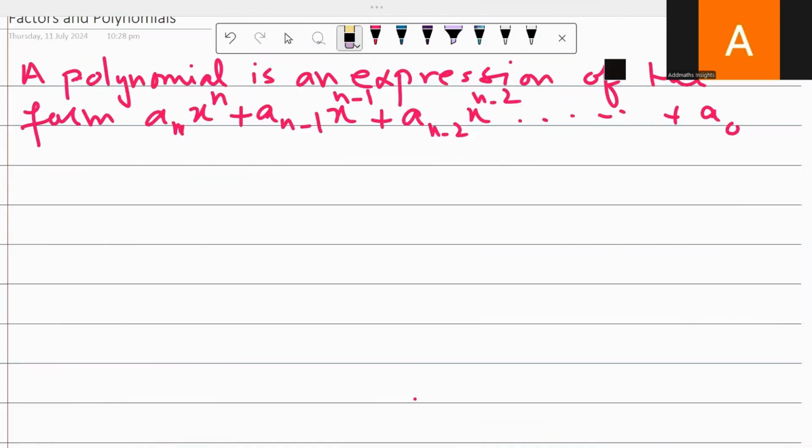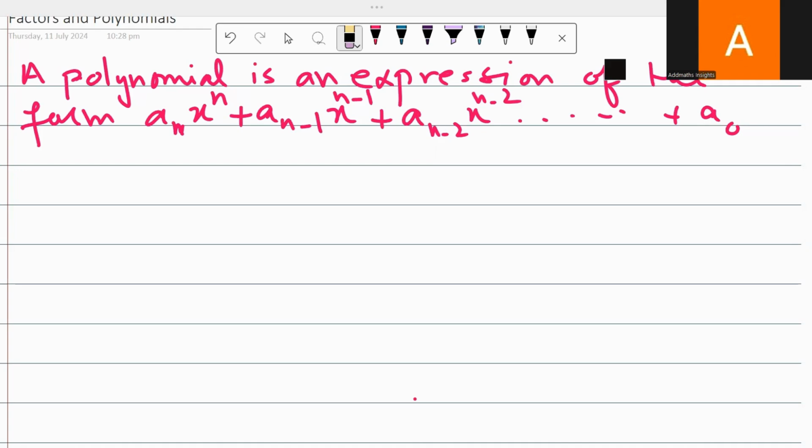Assalamu alaikum. In today's video, you will learn to use the remainder and factor theorem, and also you will learn to find the factors of a polynomial. So we start. What are polynomials?